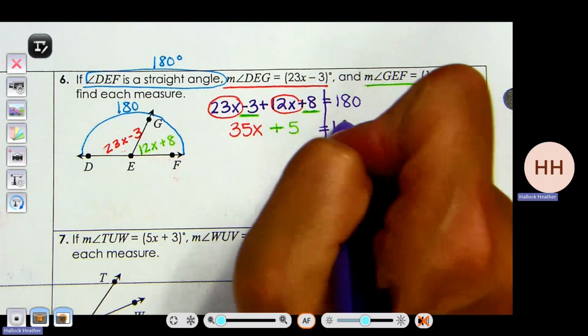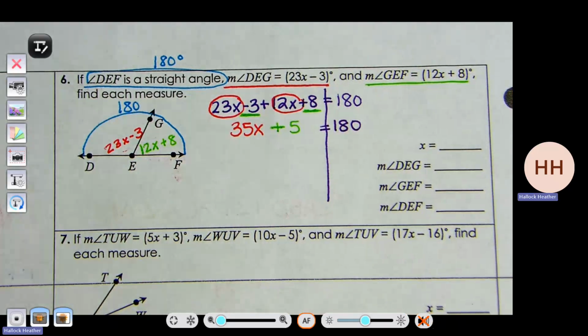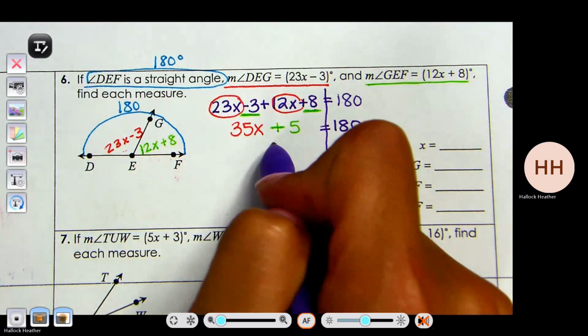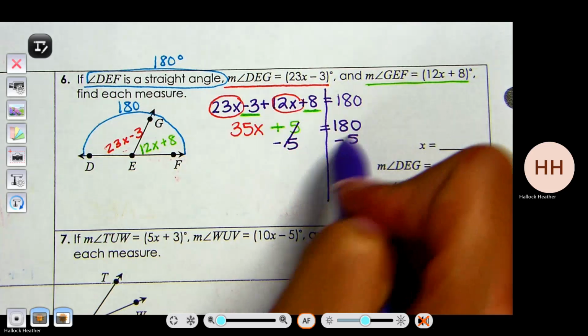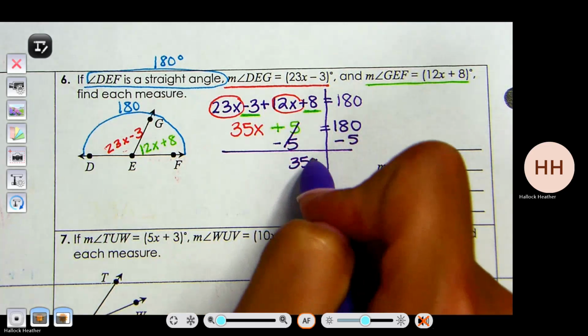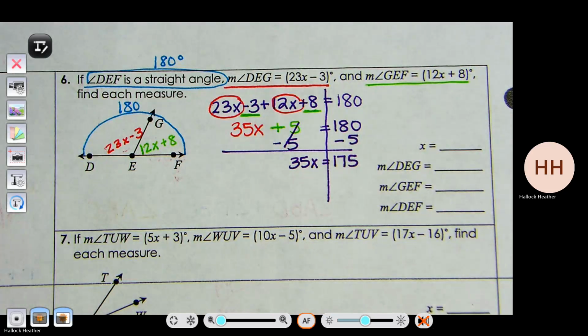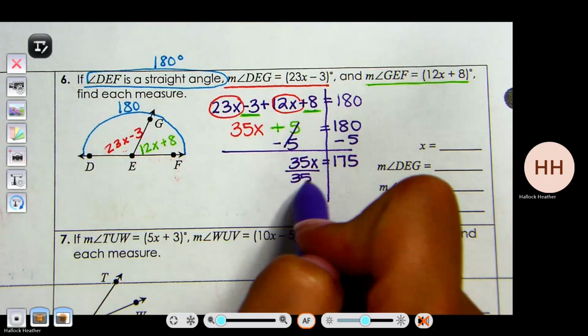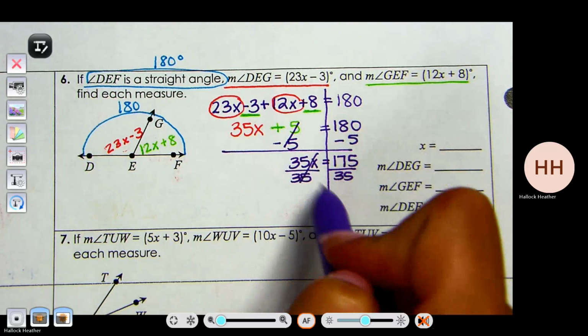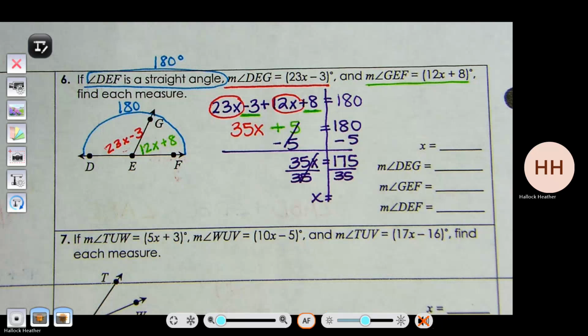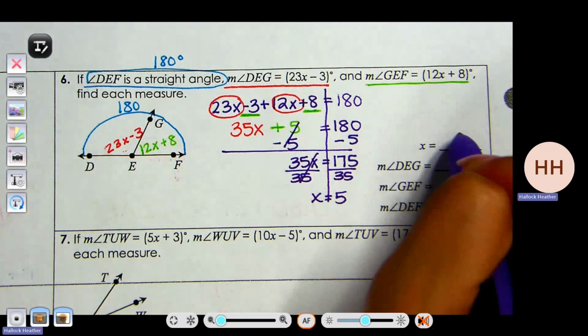So take a minute. You're going to -5 to both sides, and then you can divide. You're going to get x. And then just like for last chapter, we're going to have to substitute it back in to get our angle measures. So what is x? 5. So that's nice. Now I have to find all this other stuff.